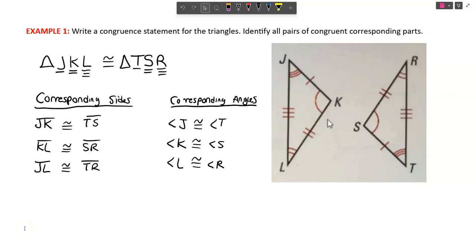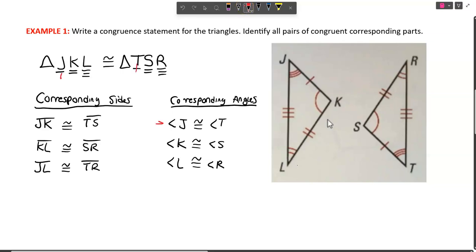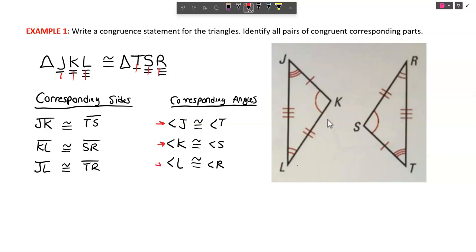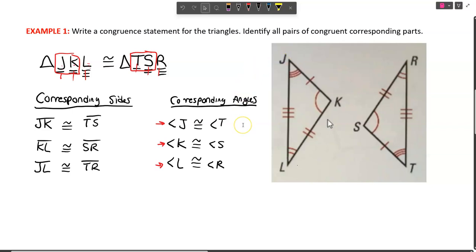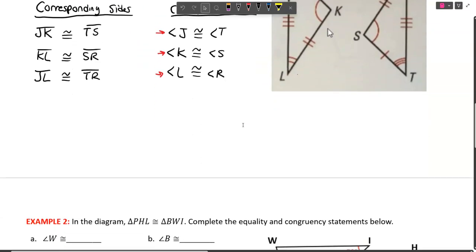Here's what I came up with for my 6 corresponding parts. So starting with angles, as I said again, since J and T are in the same position, they're congruent to one another. Since K and S are in the same position, they're congruent. And lastly, L and R. Now for these next ones, like for JK, those are the first 2 points listed. So the first 2 points listed here would have to correspond. So JK is congruent to TS. And we can use that same argument for KL being the last 2 and SR being the last 2. And then finally for JL, first and last, TR, first and last as well. Now we're going to use these corresponding parts to help us solve for missing parts in our next 2 examples.